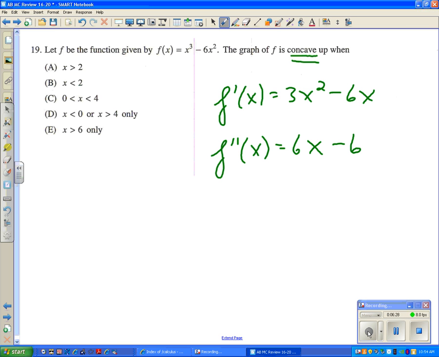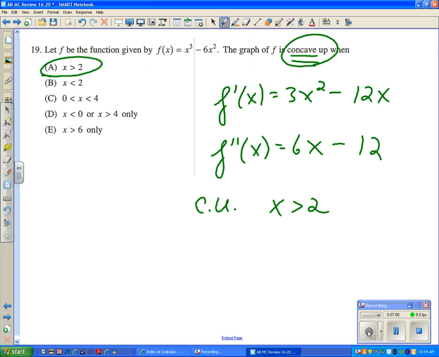I screwed that up, didn't I? That first derivative is minus 12x, not 6x. So the second derivative is 6x minus 12. We can see at 2 it'll be 0. When x is greater than 2, you're going to have something that's concave up because the second derivative will be positive. And that's when we want to know when it's concave up. So A must be the choice here for number 19. When it's less than 2, it would be concave down, and we've got an inflection at 2.